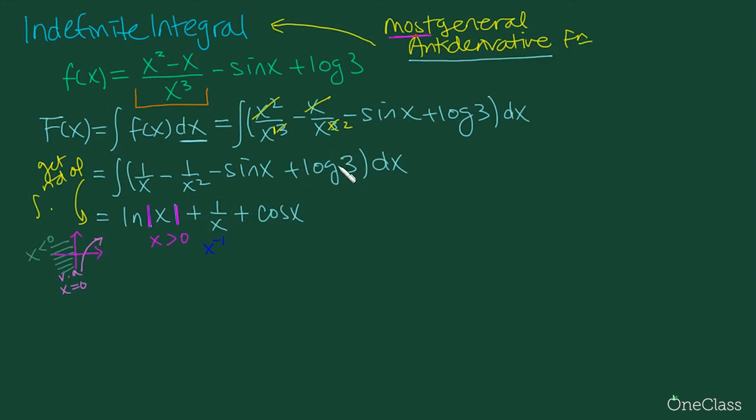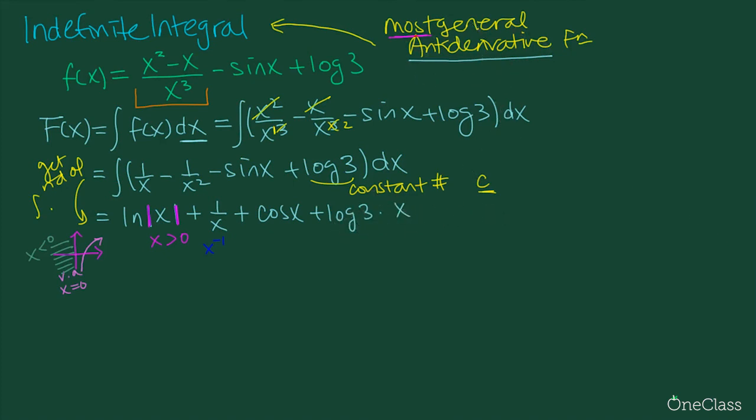And for log, you might think, what am I going to do with this? But notice that this is just a constant number. It's like c, and if there's a number, then you just add x to it. So this is plus log 3 times x. Make sure that you separate them so that it doesn't look like log bracket 3x.